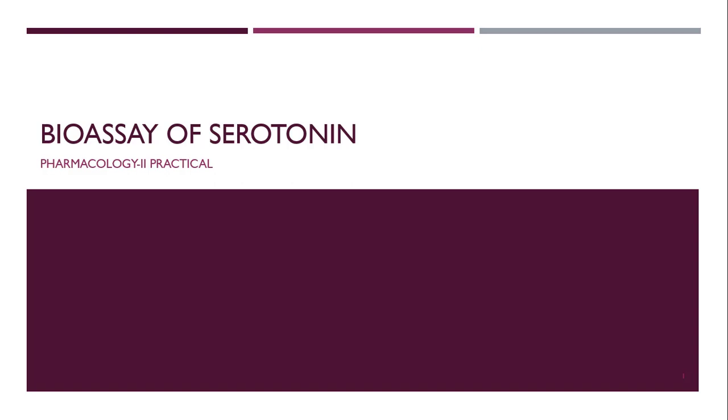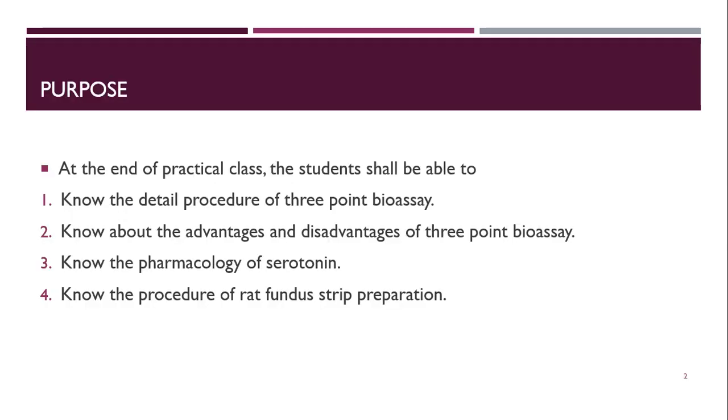Okay, so today's second practical is bioassay of serotonin. So let's see. The purpose of today's experiment is that at the end of practical class, the student shall be able to know the detailed procedure of 3-point bioassay. Second purpose is to know about the advantages and disadvantages of 3-point bioassay. Third one is to know the pharmacology of serotonin, and the fourth one is to know the procedure of rat fundus strip preparation.